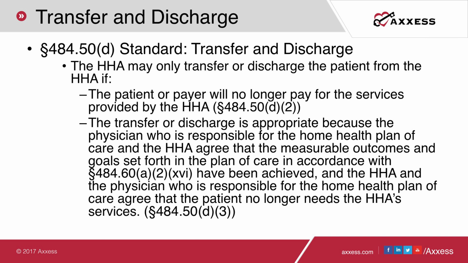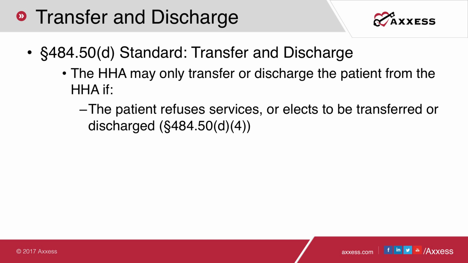The next reason that the discharge or transfer of the patient can occur is that the patient or payer will no longer pay for the services provided by the agency. Number 3 is when the physician who's responsible for the plan of care and the agency agree that the measurable outcomes and goals in the plan of care have been achieved and the patient no longer needs the agency services. In other words, the patient's health and safety has improved or stabilized sufficiently that there's no longer a need for the services. The fourth reason for transfer or discharge would be if the patient refuses the agency services or otherwise elects to be transferred or discharged.